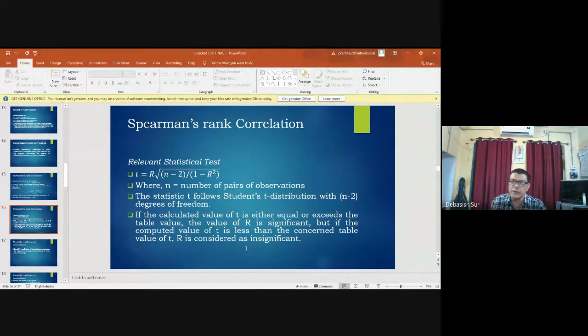So here the same principle we have to follow. If the computed value of t is greater than or equal to the table value of t, then the Spearman rank correlation coefficient is statistically significant. On the other hand, if the computed value of t is lower than the table value of t, then we can say that the Spearman rank correlation coefficient is statistically insignificant.